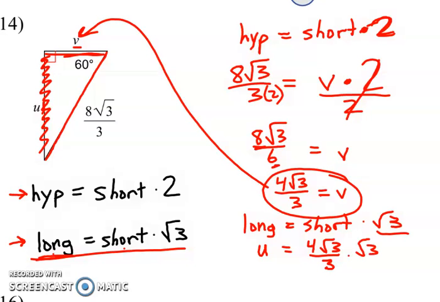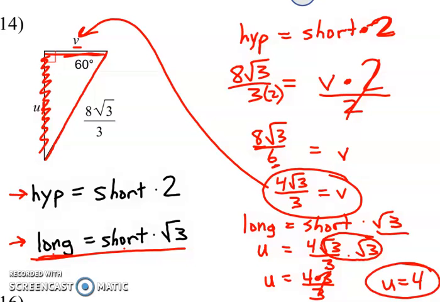Okay, so when we do that, square root of 3 times the square root of 3 is 3, so that's 4 times 3 over 3. Those cancel, and we're left with just U equals 4. So this entire side length over here, the long leg, is 4.